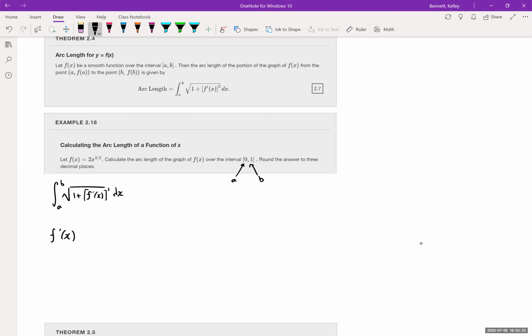What's f prime? Well, if f of x is 2x to the 3 halves, then f prime is going to be 3 root x. And now we just need to put it into our formula. So we're going to have the integral from 0 to 1 of the square root of 1 plus f prime squared. We can even go ahead and do that out right here on the side. This is just going to be 9x.